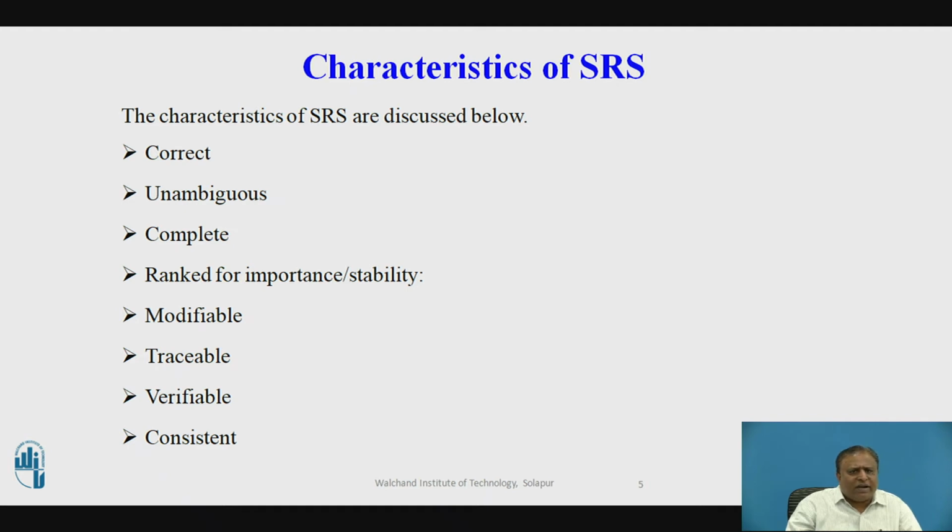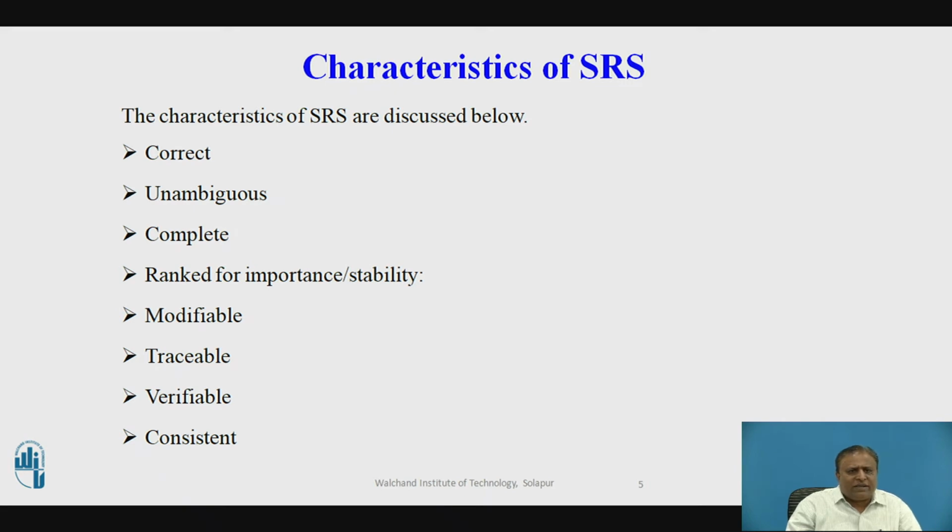Unambiguous. The second characteristic: SRS is unambiguous when every stated requirement has only one interpretation. Complete. SRS is complete when the requirements clearly define what the software is required to do. This includes all the requirements related to the performance, design and functionality.